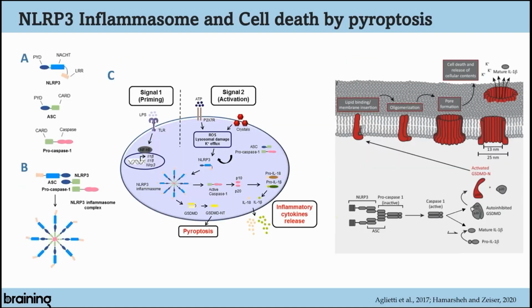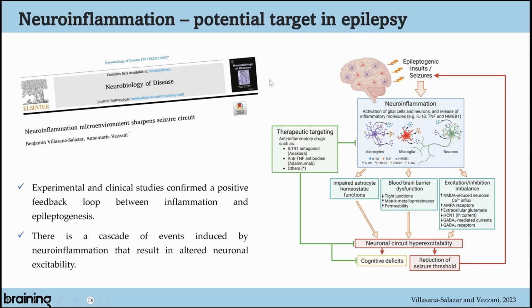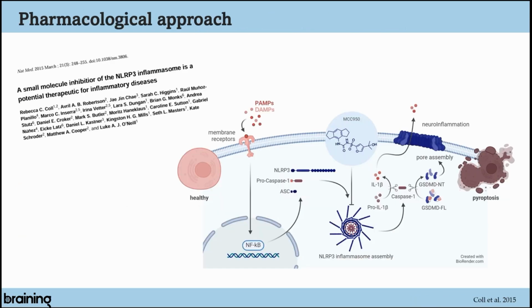So why is all this important? As NLRP3, as I said, is core to inflammation, and it is known that neuroinflammation is considered a potential target in epilepsy. Several papers worldwide indeed proved that there is a positive feedback loop between inflammation and epileptogenesis, and there are many researchers working on trying to find within the inflammatory cascades new therapeutic targets for epilepsy. And that's what I decided to do.